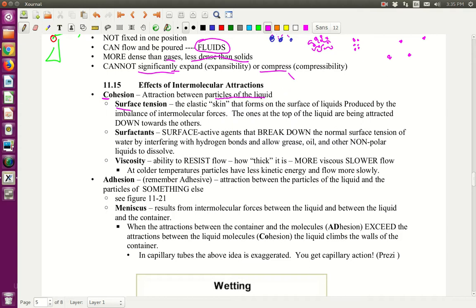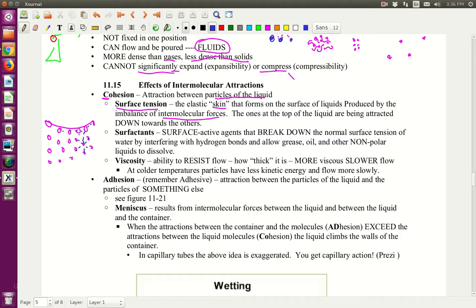And then surface tension is the elastic skin that forms on the liquid. It's produced by an imbalance of intermolecular forces. I'm going to show you some pictures in a minute. The ones at the top of the liquid are being attracted down. So if we have a liquid and a bunch of molecules in this liquid, all floating around, they're all fairly close together, and they have intermolecular forces attracting them to each other.